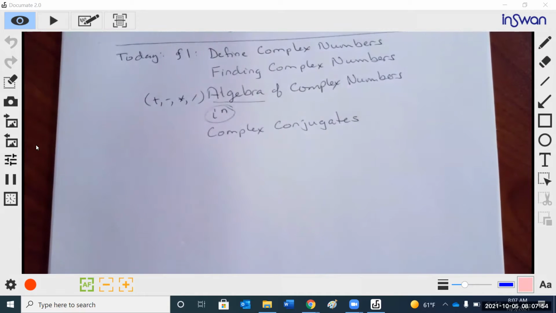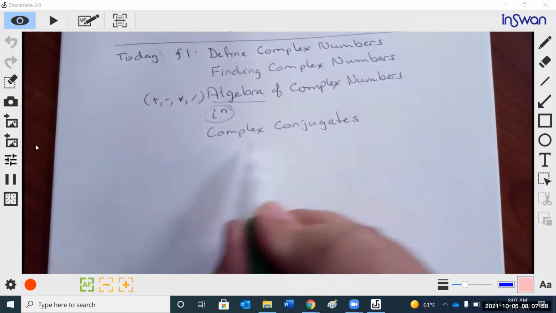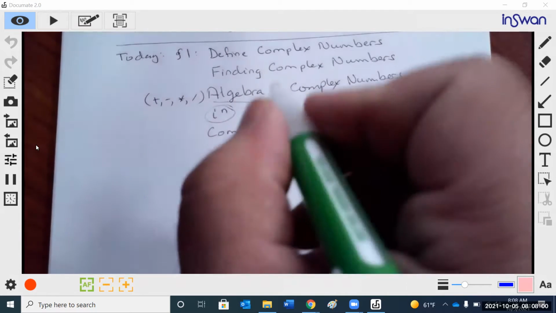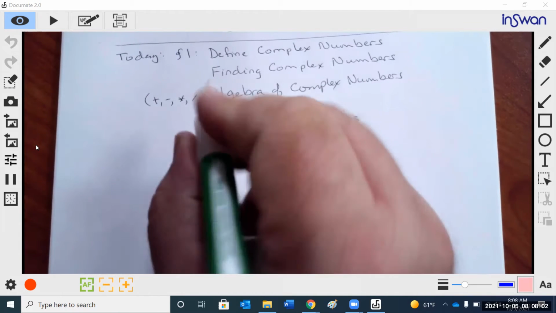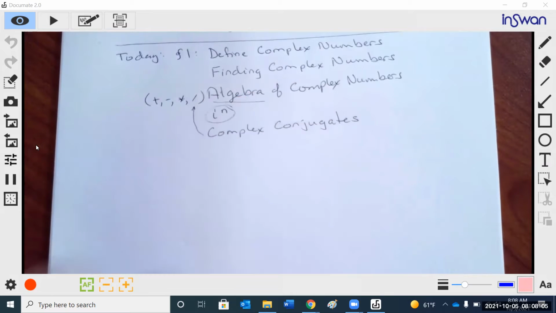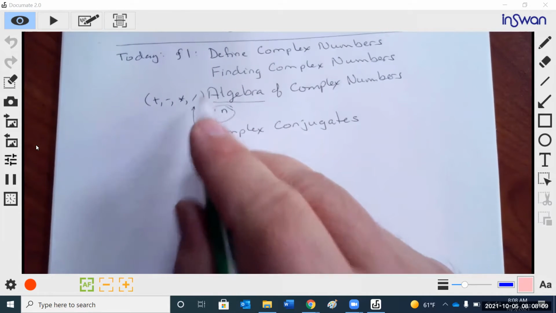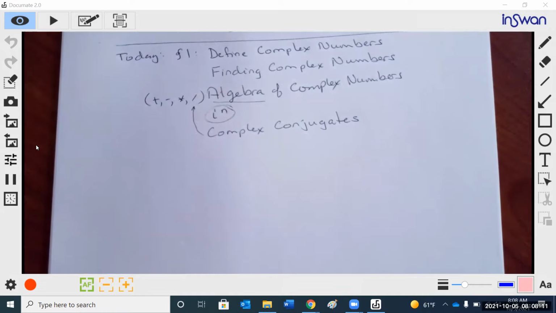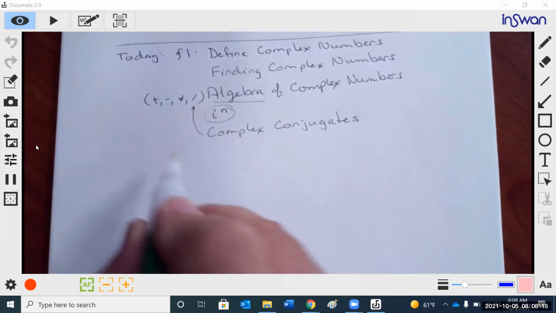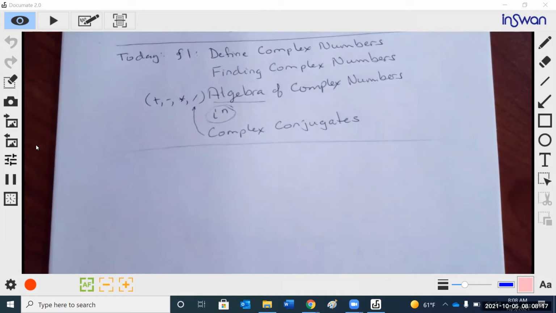I to the power n. And then we'll look at complex conjugates. We need complex conjugates in order to be able to do division. So I'll introduce these when we do the division of the algebra functions. All right. So let's look at what are complex numbers.